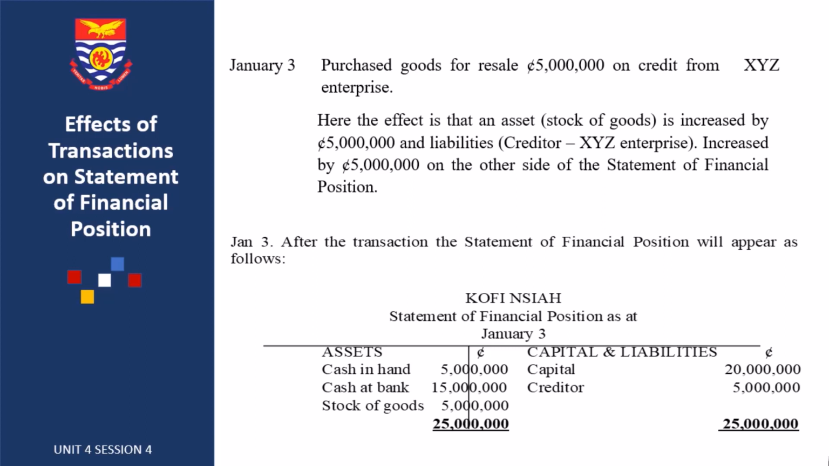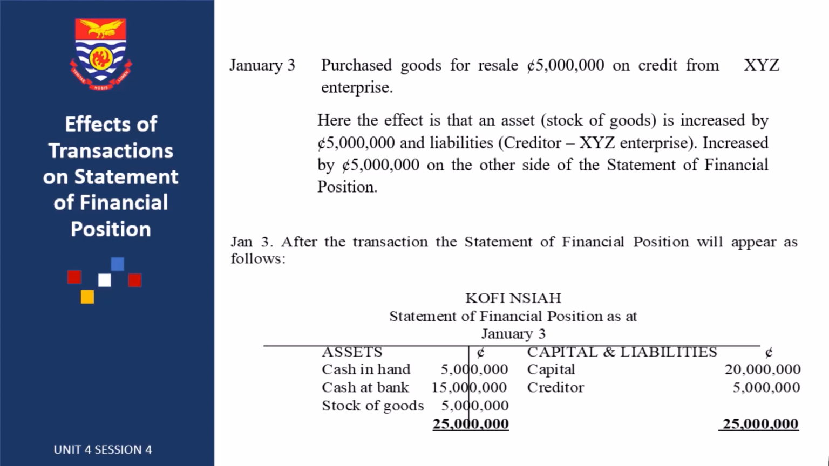Now, we have acquired some inventory or stock, 5 million Ghana cedis, but we did not pay cash. Rather, we contracted a debt, we bought on credit from our creditors. So a liability comes about. A liability is created, and the liability is 5 million Ghana cedis. So now we have the stock of inventory increasing by 5 million Ghana cedis, and liability in the form of creditors also increasing by 5 million Ghana cedis.